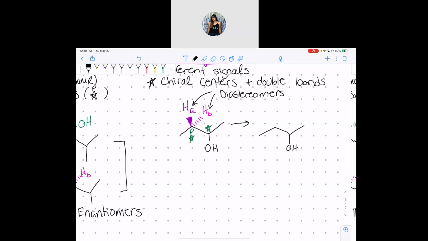So if we replace HA versus HB, again, we're going to get two different molecules. However, this time I'm not going to do an OH. I'll do like a Cl or something, just because I already did an OH and I don't want to make it symmetrical. You can replace it with anything, so don't be confused, please.